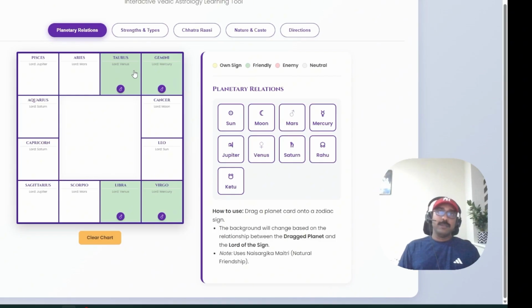Now, based on the lord of the rashis, for example, for Taurus the lord is Venus, for Gemini the lord is Mercury, for Virgo the lord is Mercury, and for Libra the lord is Venus. Since Mars is friendly to Venus and Mercury, Mars is comfortable in Taurus, Gemini, Virgo, and Libra.